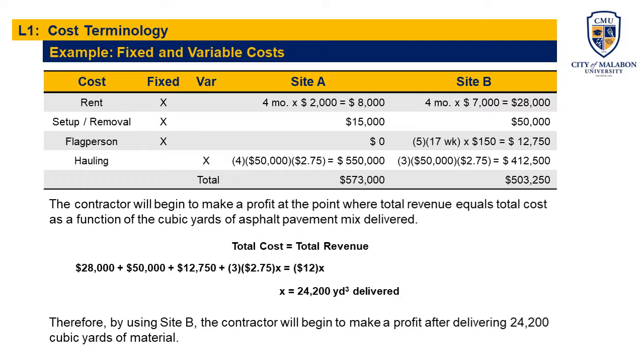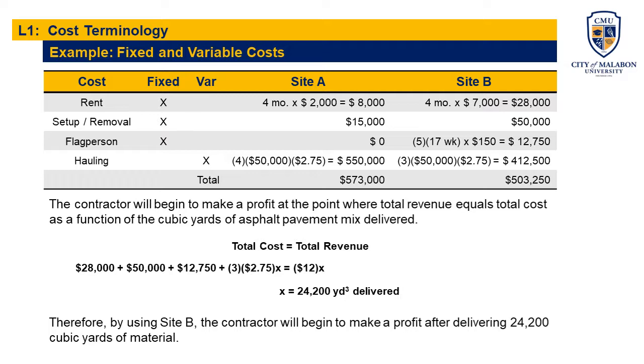So let's discuss the flag person, which is also a fixed cost. On site A it is zero. They are not required to pay for the flag person. While in site B, the contractor will pay a flag person a total of 12,750. That is $150 per day times 5 days of work times 17 weeks. So this is another fixed cost for site B.